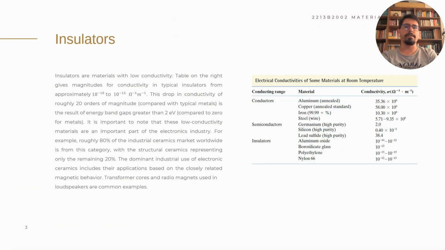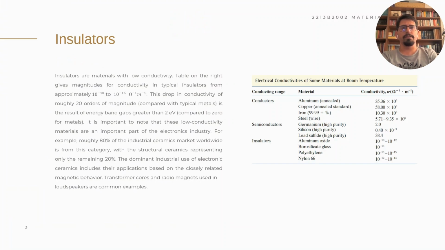Unlike conductors, insulators have extremely low electrical conductivity. That means they really resist the flow of electricity. If you glance at the table on the right, you will see conductivity values for typical insulators range from 10 to the power of negative 10 all the way down to 10 to the power of negative 15 ohm inverse meter inverse. That's incredibly low.